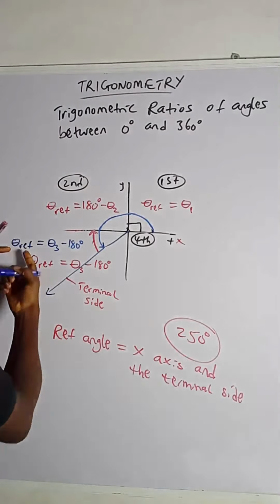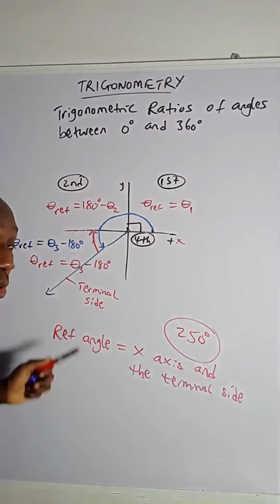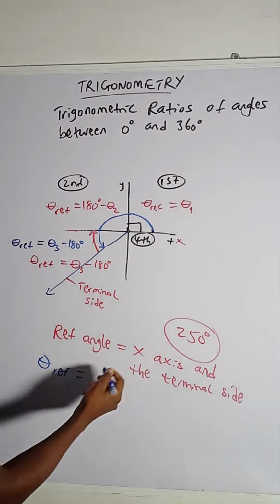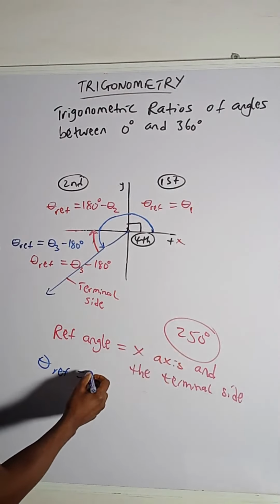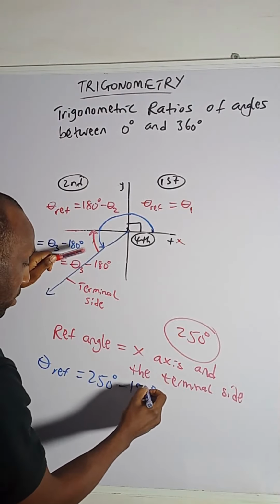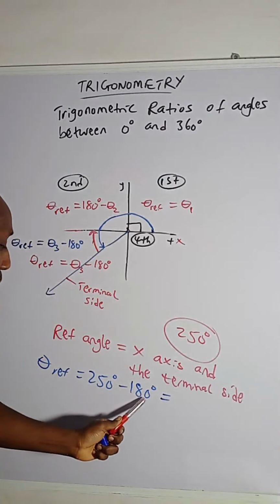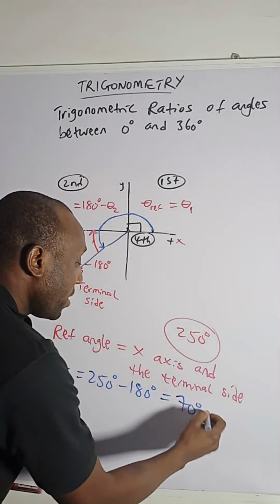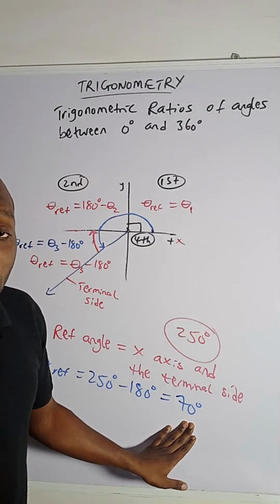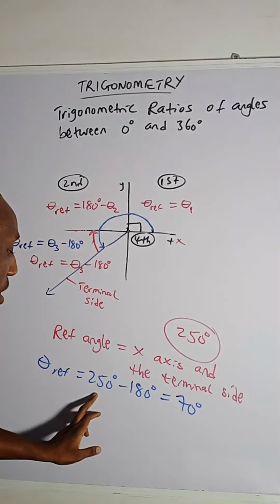So how do I now get the reference angle? If the angle is 250 degrees, the reference angle is going to be 250 degrees minus 180 degrees, and that will give you 70 degrees. So this 70 degrees is the reference angle from the angle in the third quadrant.